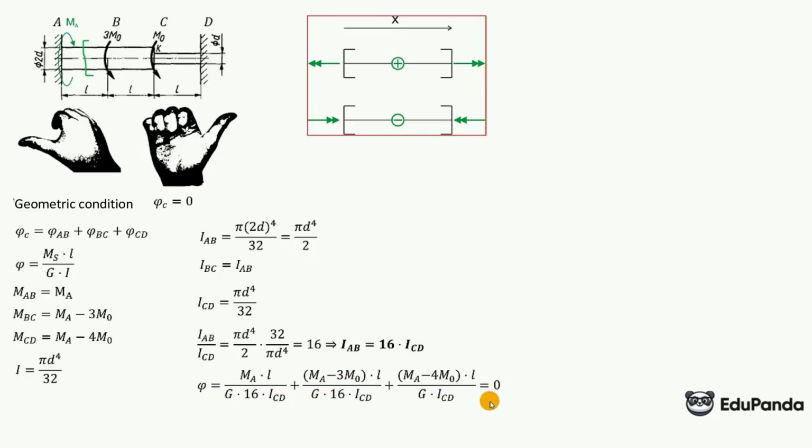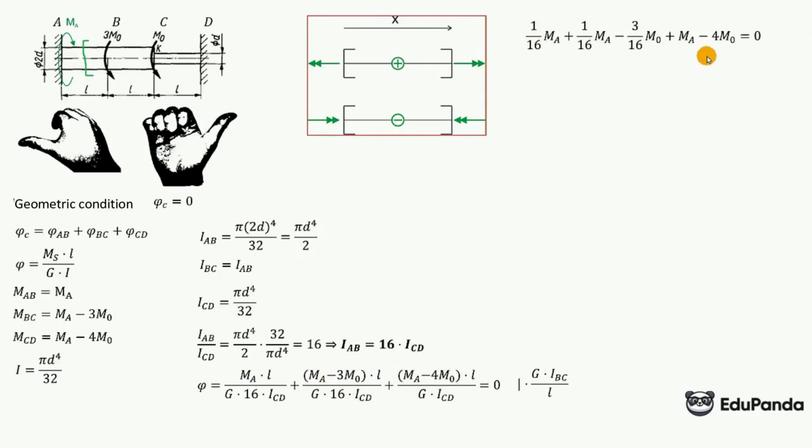On the right side, it's 0. If we multiply by G and ICD, it will cancel out. If we divide by L, it will cancel out. That's what we are doing. Here is IBC, it should be ICD, of course. So what do we have left then? Then 1/16 MA from the first. We have 1/16 MA minus 3/16 M0 plus MA minus 4 M0 left. That's exactly how it is.